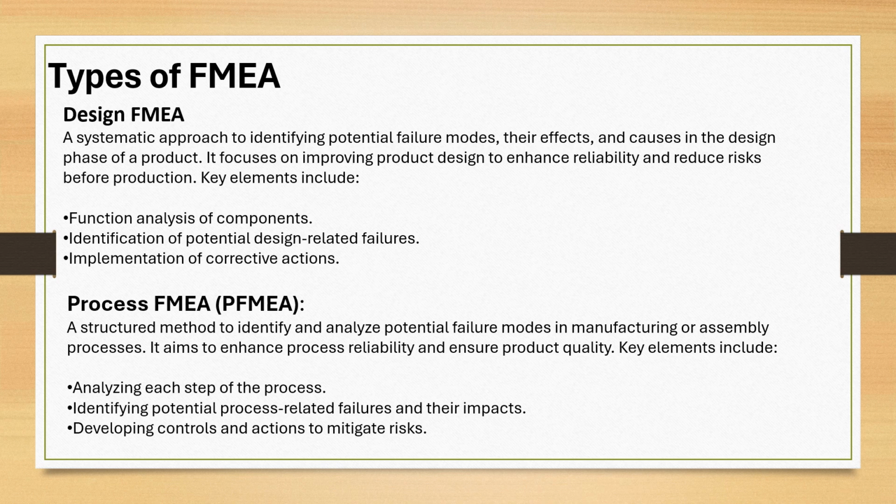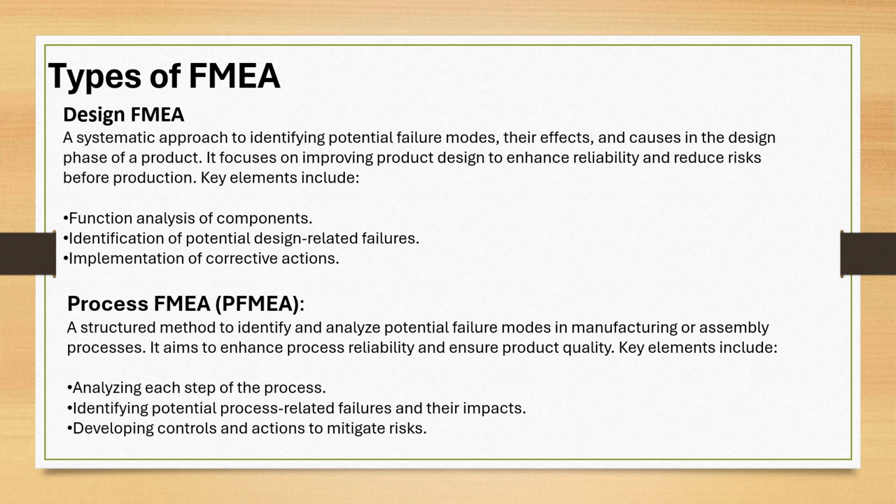So this process FMEA, we can use at the time of routine process activity, right? So the few key elements include, first one is analyzing each step of the process, where examining every stage to identify potential weak points, right? Next is identifying potential process related failures and their impacts. So here understanding how process deviations can affect the final product or performance, right?